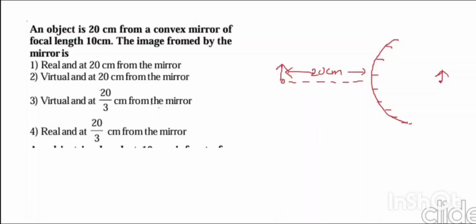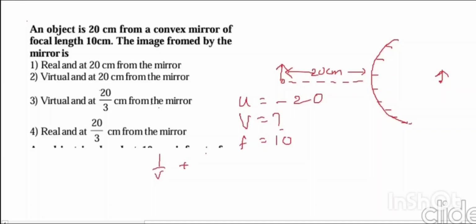Now, as we know, u is always negative. So u is equal to minus 20. We don't know v. F, because it is a convex mirror, you have to consider it as positive because it is in the direction of the light rays. So it will be 10. So now just use the equation: 1 by v plus 1 by u is equal to 1 by F.